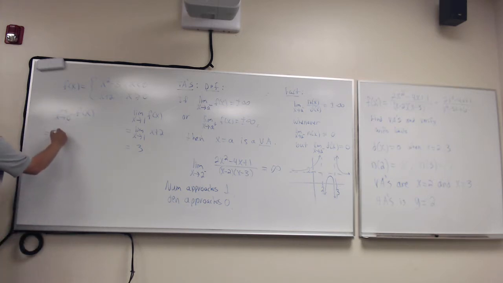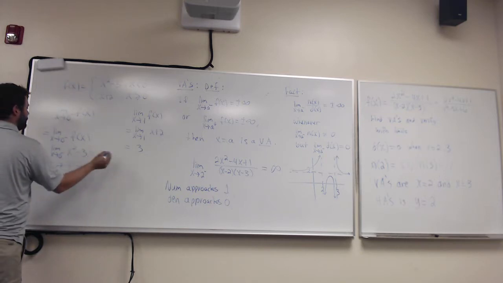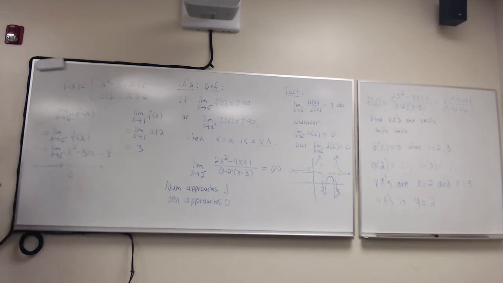And then what would you do in this case? If you approach 0 from the left, thinking of a number line, here's 0, positive numbers go to the right. If we're getting closer and closer from the left, we're talking about negative x values. So which equation would I use in that case? You'd use the top one. And then you can just plug in 0 and get negative 3.